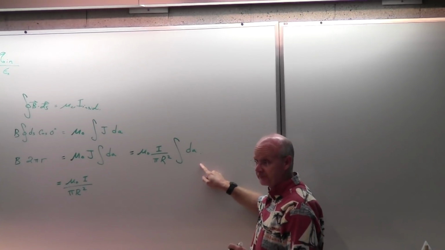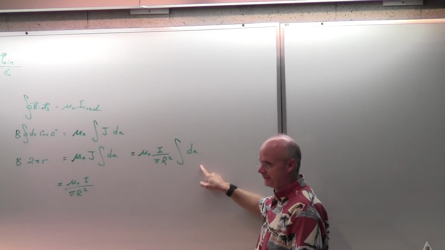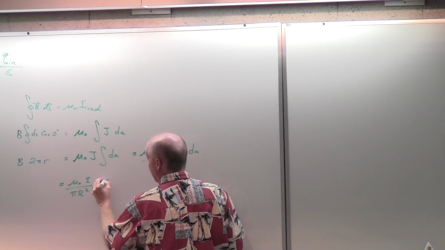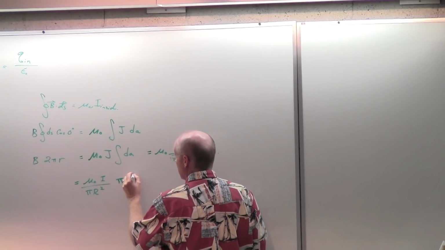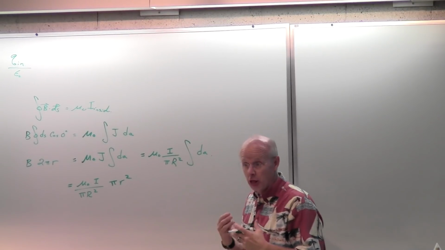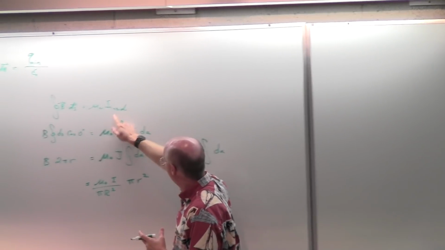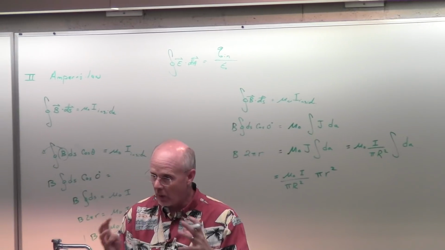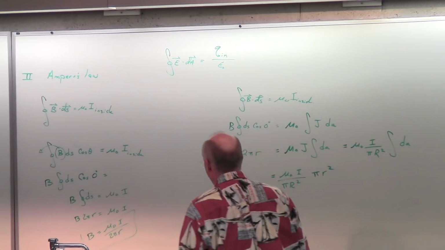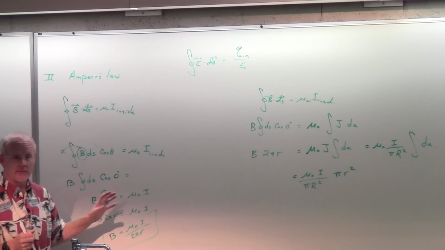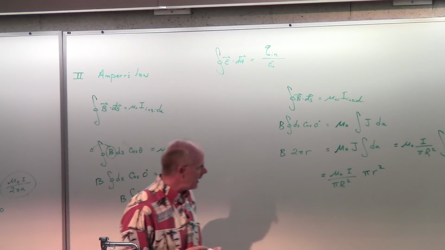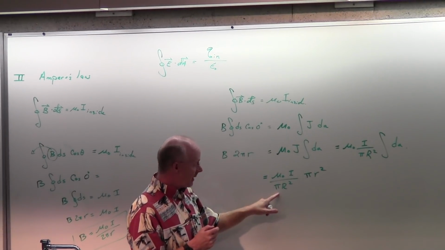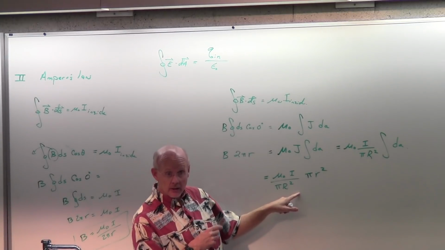Wouldn't this be area? An area of what? The inside. Inside of what? Yeah, it's inside the Amperean loop, right? I'm adding up all the current that is inside the Amperean loop, not all the current that is in the wire. If it was all the current that was in the wire, I would just come back here and call it I. That's what we meant here. And so that's why I use π little r squared here, but I use π capital R squared here.